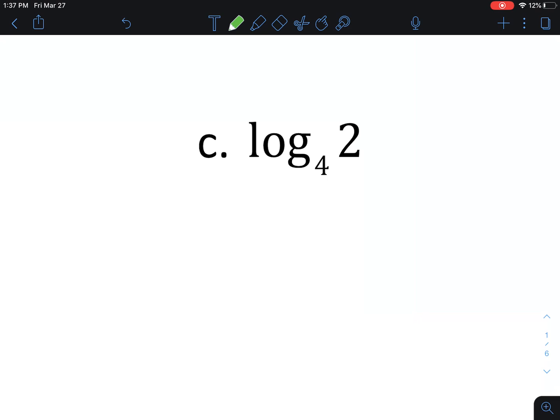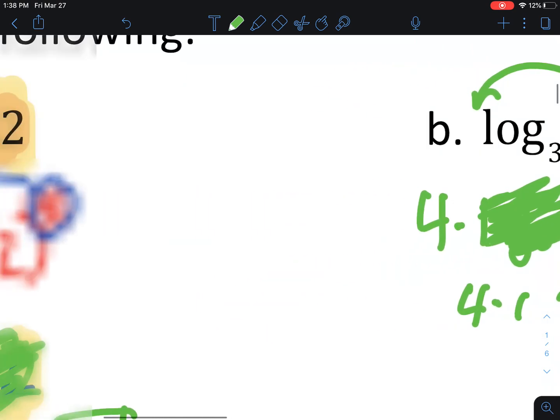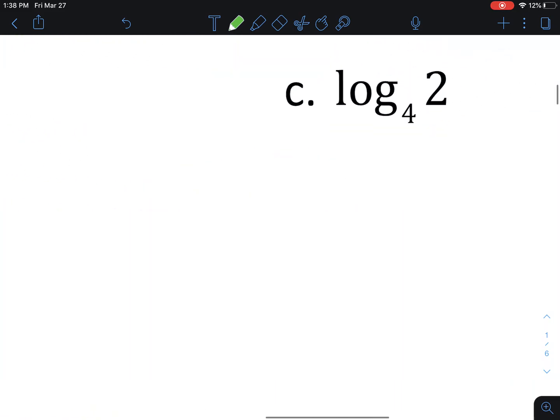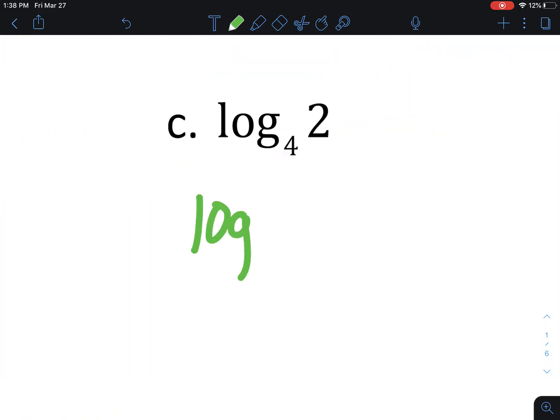All right. This one's hard. This one's a little trickier. Log base 4, it would be nice if these two numbers were the same. They're not. So what did we do when they weren't the same over here? We rewrote 32 to be that base number raised to some unknown power. So that's what we want to do here. We want to write this as log base 4 of 4 to some unknown power.